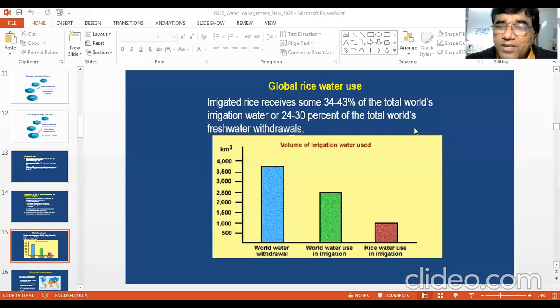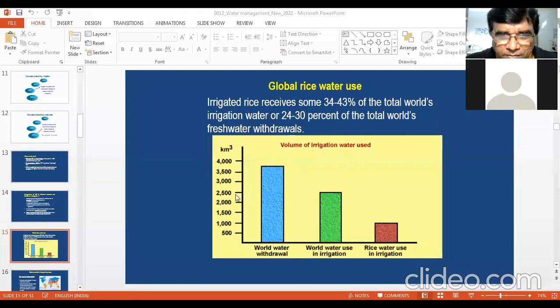Now you can see 1/3 of the world's fresh water is going to rice. So you can see world water withdrawal is very large, more than 3,500 cubic kilometers, out of which roughly 2,500 is used for world water use irrigation. And whatever water is used for irrigation, a large part is used by the rice crop. So you can say it takes the lion's share in water use. So you can get data on this.